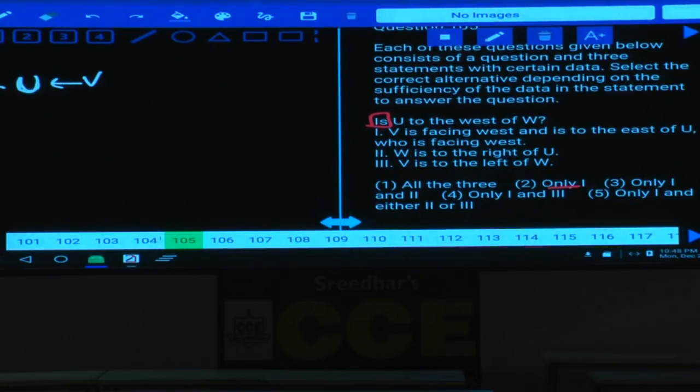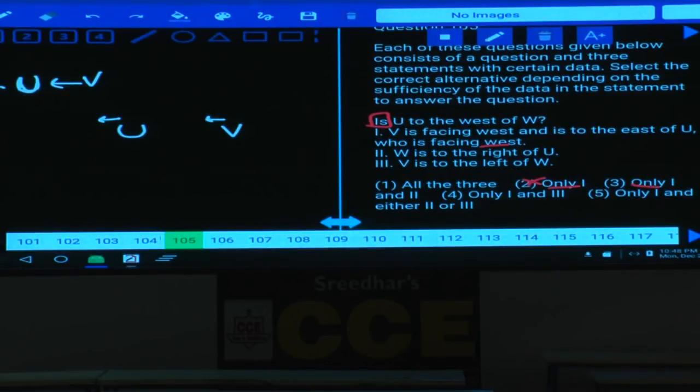Now with the help of this, there is no information about W, so 1 alone is not sufficient. Next, the combination. What is the combination here? 1 and 2. With the help of 1 and 2, 1 is here. What is 2 here? W is to the right of U. With condition number 1, U is here and V is here. V is facing west and U is facing west, isn't it?